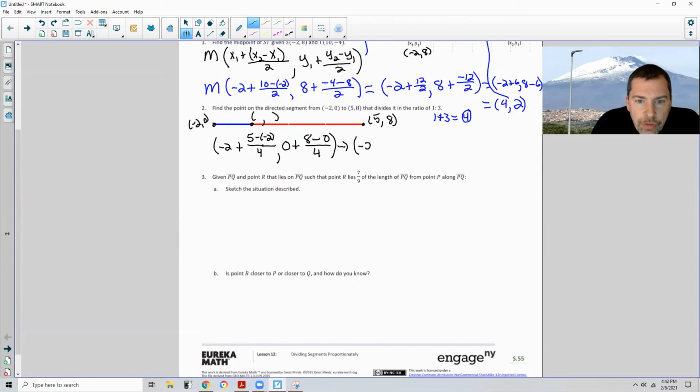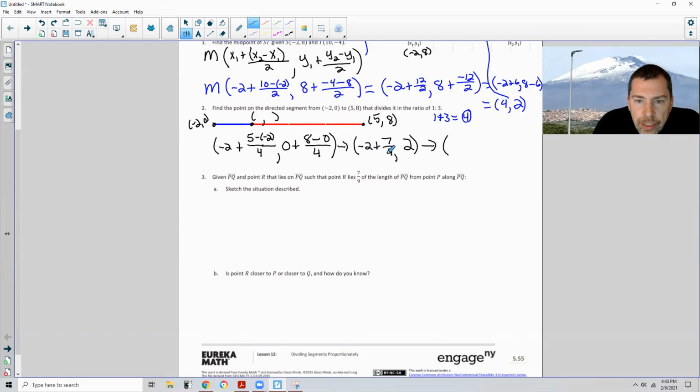So it's going to be negative 2 plus, well, 5 minus a negative 2 is 5 plus 2, which is 7. So it's going to be 7 over 4, comma, 0 plus, well, 8 minus 0 is 8. 8 over 4 is 2. So I'm going to get the point 2 over here. So I just need to simplify this.